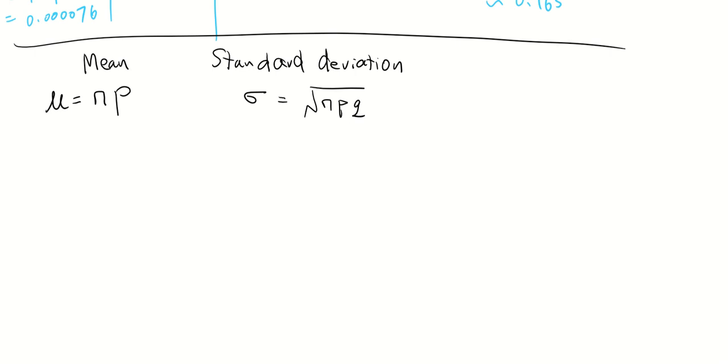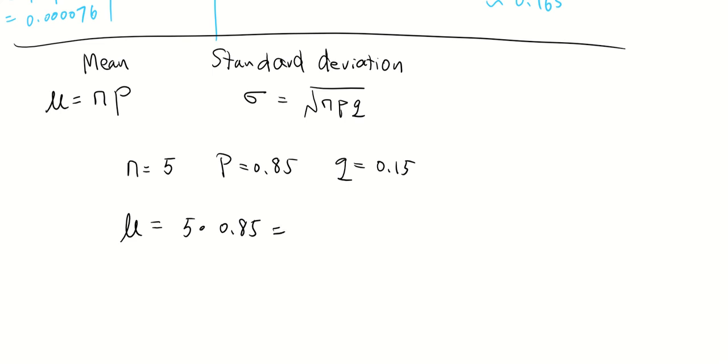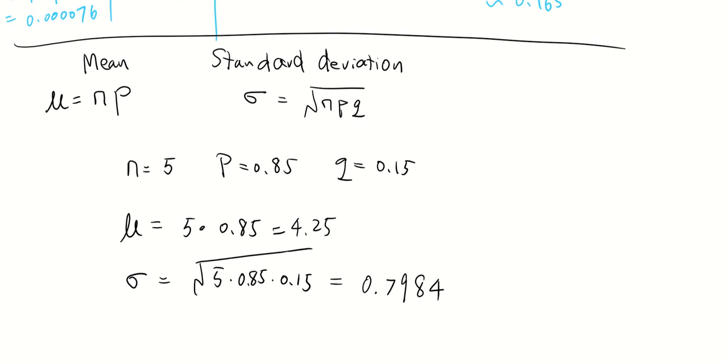Let's use the same example earlier, the one about Twitter. We know n is equal to 5, p is equal to 0.85 and q is 0.15. With these three values, we can find the mean of this binomial probability, which is mu equals n times p, so 5 times 0.85, which is 4.25, whereas the standard deviation sigma is equal to the square root of n, 5, times p, 0.85, times q, 0.15. Going through the calculation, we'll have 0.7984. That's the standard deviation of this binomial probability distribution.